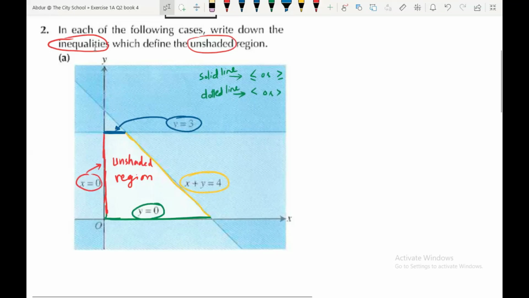So we have to use the first one. The step is to replace the equal sign with less than or equal to, or greater than or equal to. But remember the note: if the unshaded region is below the line, suppose I take the blue line, and observe the unshaded region is below this blue line. In this case, the unshaded region is below the line. So the inequality will be y is less than or equal to 3.